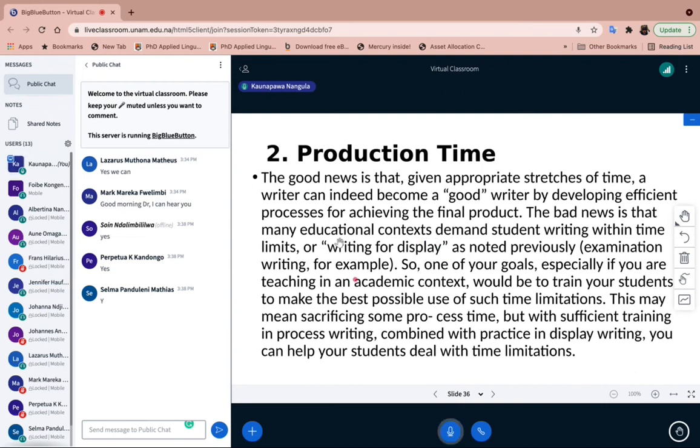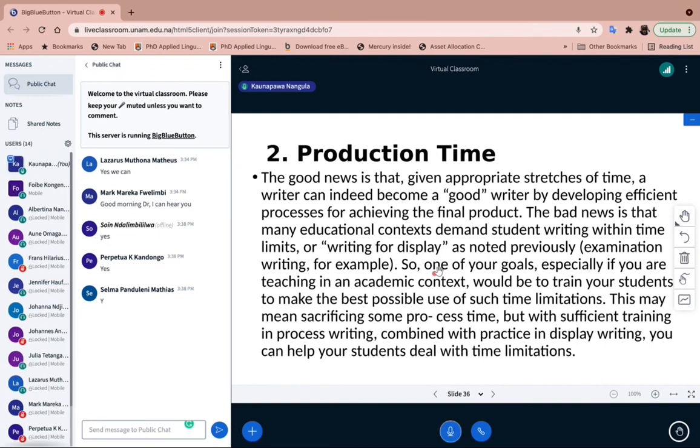And then the bad news is that many educational contexts demand that learners write within a time limit or write for display, as previously discussed, like for examination. But in reality, we have to train them on how to use both processes. I keep emphasizing that because for the most part, most of our context is a display context where the learners are examined. There's a limit to what they write. They need to demonstrate, and there's no process writing, for instance, which is what happens in real life. But we have to train them on both ways.